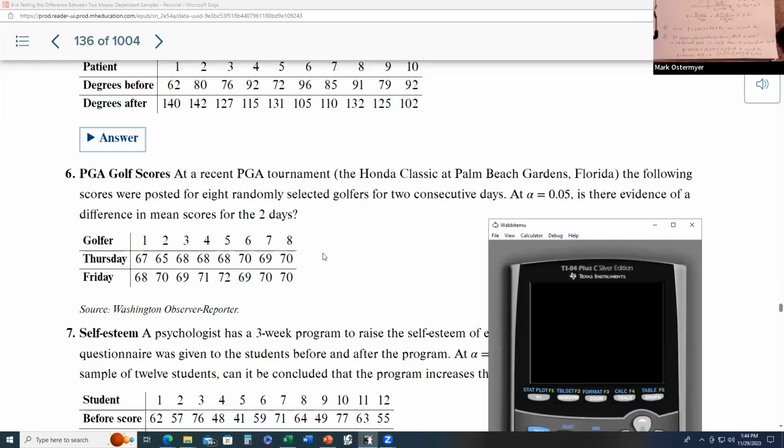I have a question for you. What type of hypothesis test is this screaming for? One-tailed test or two-tailed test? Two-tail. Yeah, we're just trying to test for difference between the scores between Thursday and Friday.